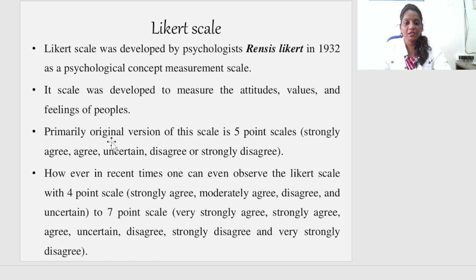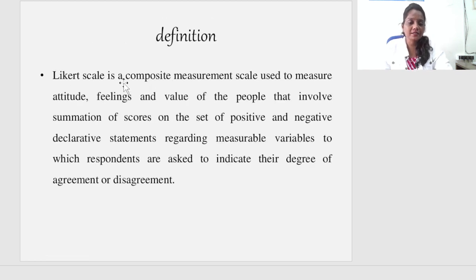The original version of this scale has a 5-point scale: strongly agree, agree, uncertain, disagree and strongly disagree. He developed it as 5 points, but later a 4-point scale and a 7-point scale were also developed, with elements like very strongly agree included. So we will speak about the Likert scale.